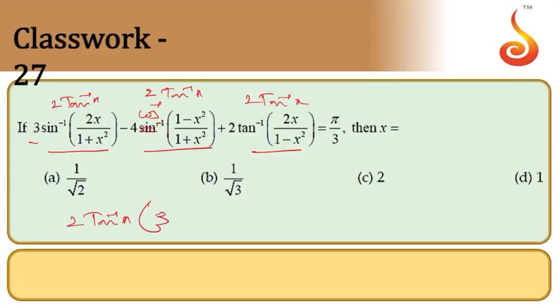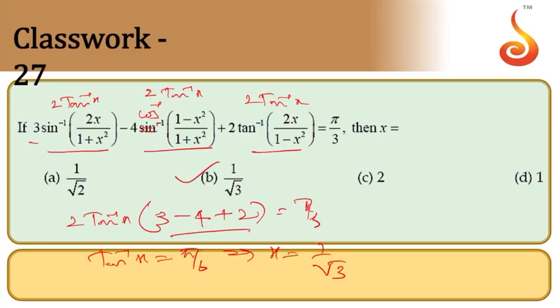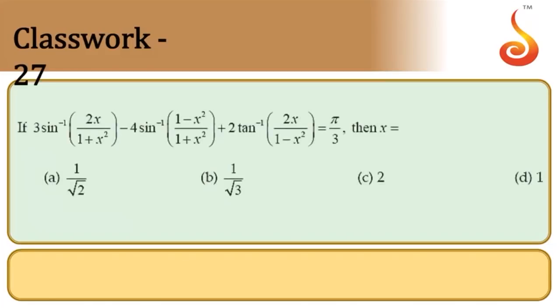When I take 2 tan inverse x common, here it is 3 times 2 tan inverse x minus 4 times 2 tan inverse x plus 2 is equal to pi by 3. And this happens to be 1. So tan inverse x is equal to pi by 6. So the answer is x is equal to 1 by root 3. Answer. 27. So let me consider the next one.